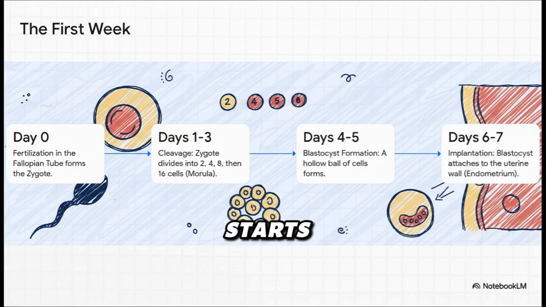Then this one cell starts dividing like crazy. This is called cleavage. It goes from 1 to 2, 2 to 4, 4 to 8, until it's a solid little ball of cells called embryo. As it travels towards the uterus, it hollows out and becomes a blastocyst, and that is the structure that will finally attach to the uterine wall.